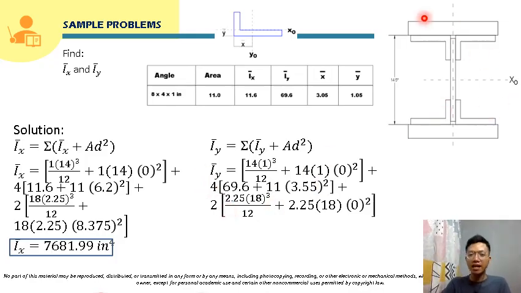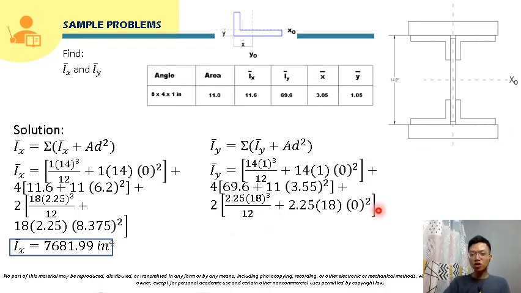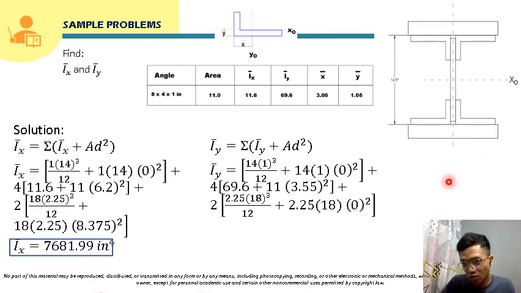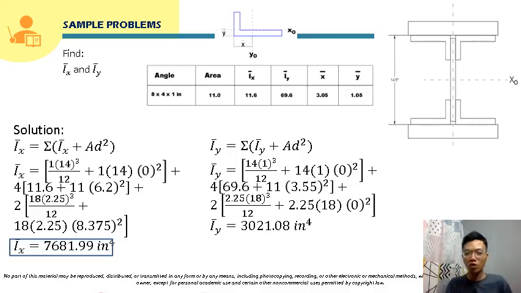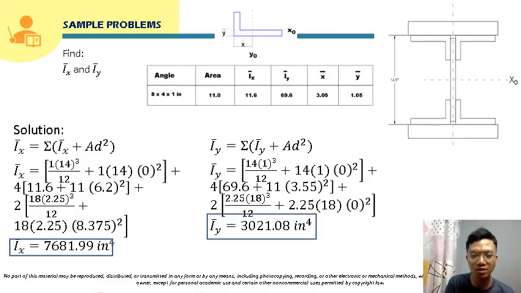Now for the rectangles, these two rectangles are identical, so we will just multiply it by 2. The y centroidal moment of inertia of these rectangles is hb cubed over 12 also, wherein h is 2.25 and our base is 18. There will also be no distance d, since the centroid of these rectangles is located at the y centroidal axis, so the distance d is 0. Solving for this, our Iy bar is 3,021.08 inches to the fourth. This will now be the answer.